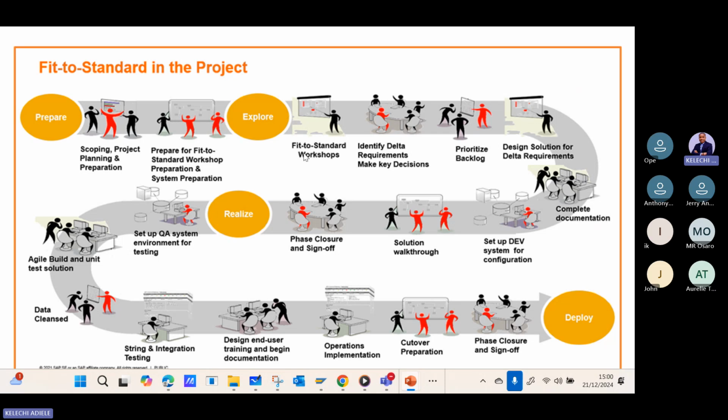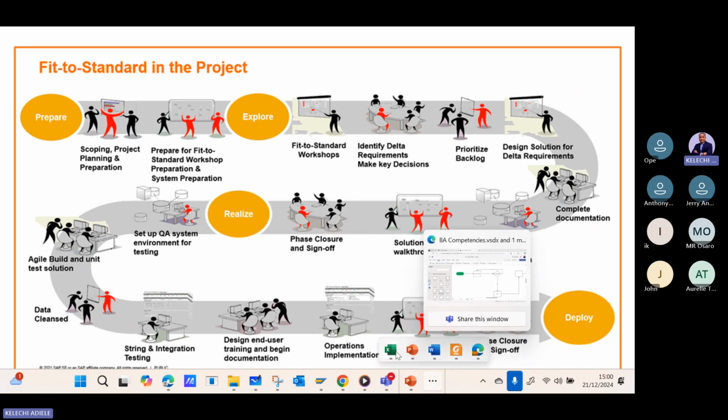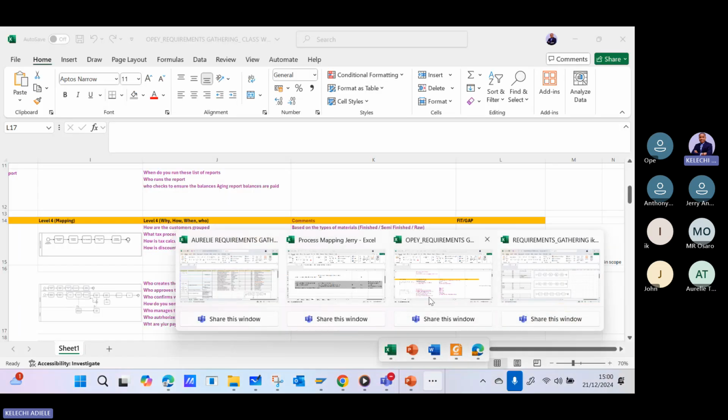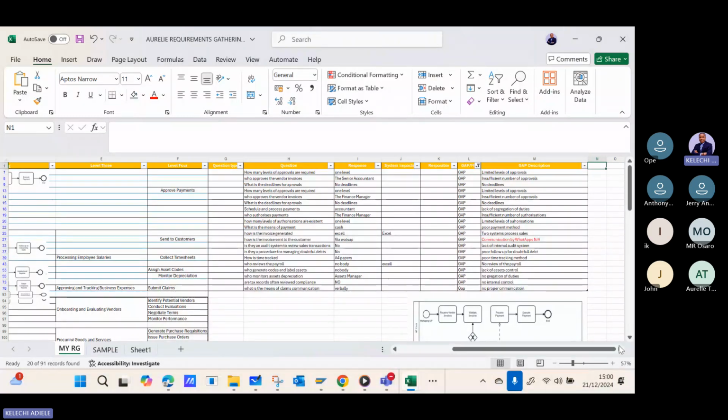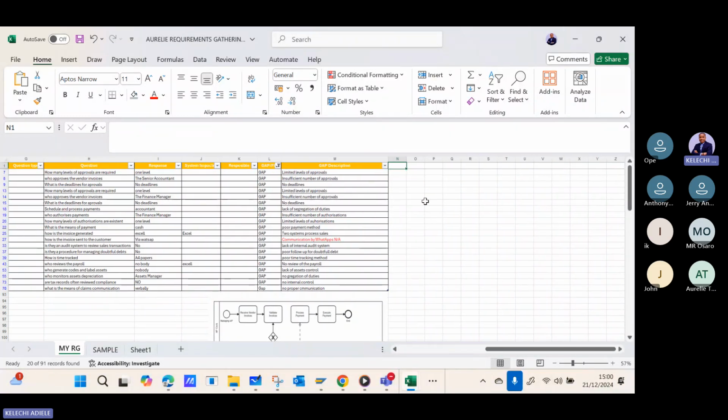We have moved to the explore phase, where we're actually looking at the fit to standard workshop and identifying delta requirements. Delta requirements are gaps. So you have to identify and make key decisions about them. You have to prioritize the backlog. Backlogs are, when you have all these requirements, like we have in Excel here, we have to pack them somewhere and start dealing with them one by one according to their level of importance. So for all these gaps, we have to create more columns here. Now, I'll teach you, when you see the fit gap analysis, you see a document. We'll pick all these gaps and start treating them one by one.